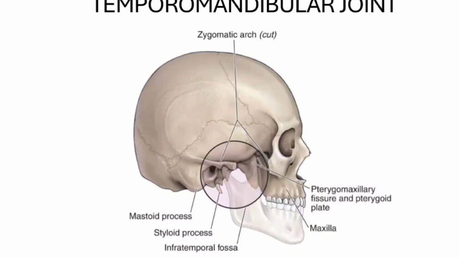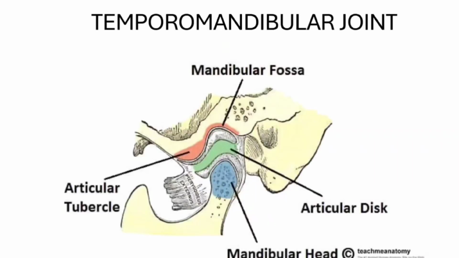Today we are going to see about the temporomandibular joint. So temporomandibular joint is nothing but an articulation of the mandible with the base of the skull, especially over the temporal region in the mandibular fossa. So this joint is known as temporomandibular joint.